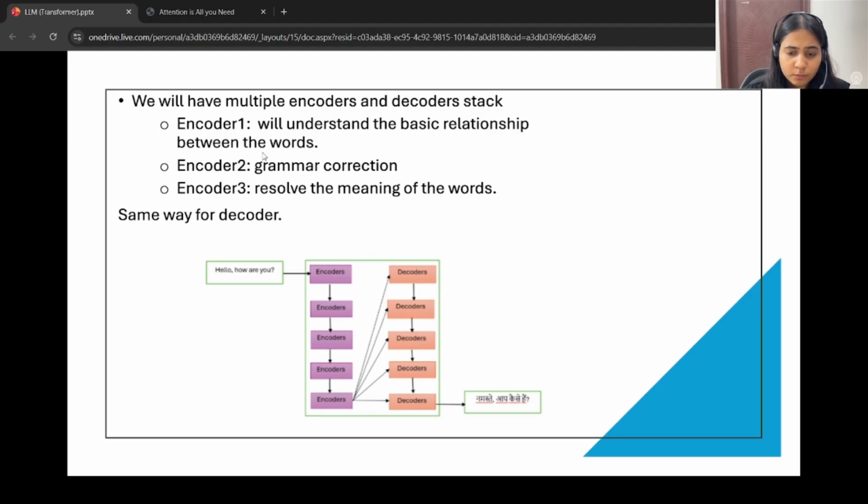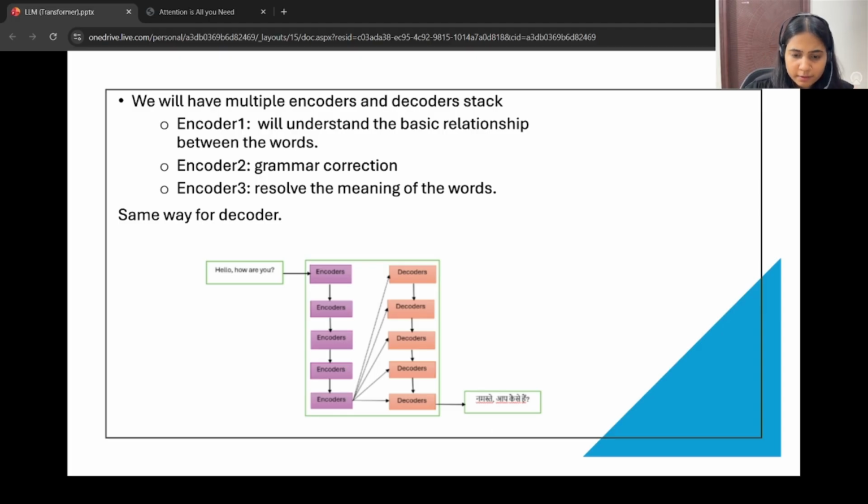What happens is that multiple encoders and decoders are stacked. It's not that we have only one encoder and one decoder; there are multiple encoders, and multiple decoders as well. When we send some data, it goes to one encoder, then passes to another encoder, up to n encoders, and after that the decoding process starts. It goes to one decoder, then another decoder, one by one, and at the end we get the output or response from the model.